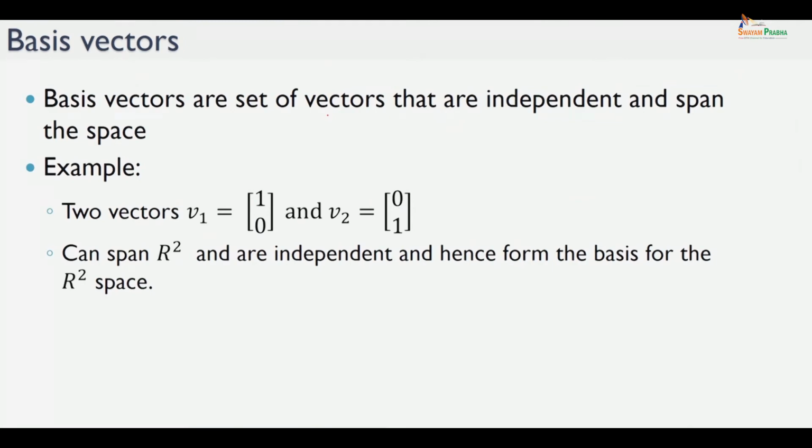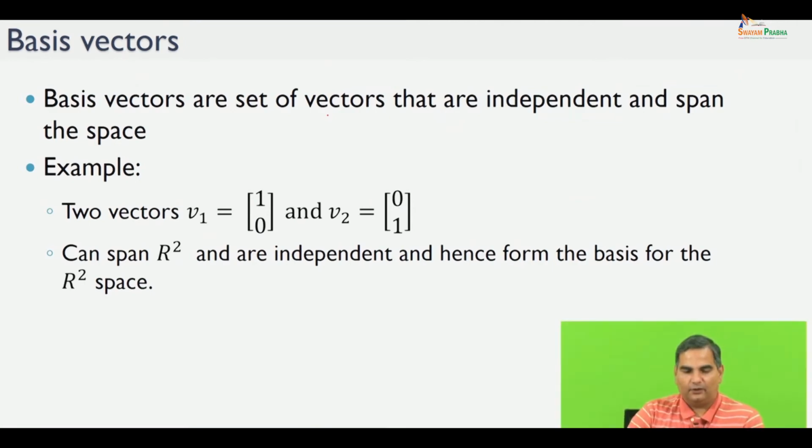So this we can formally say as the following: basis vectors for any space are a set of vectors that are independent and span the space, and the word span basically means that any vector in that space I can write as a linear combination of the basis vectors. So in the previous example we saw that the two vectors v1 (1, 0) and v2 (0, 1) can span the whole R squared, and you can clearly see that they are independent of each other because no scalar multiple of this will be able to give you this vector.